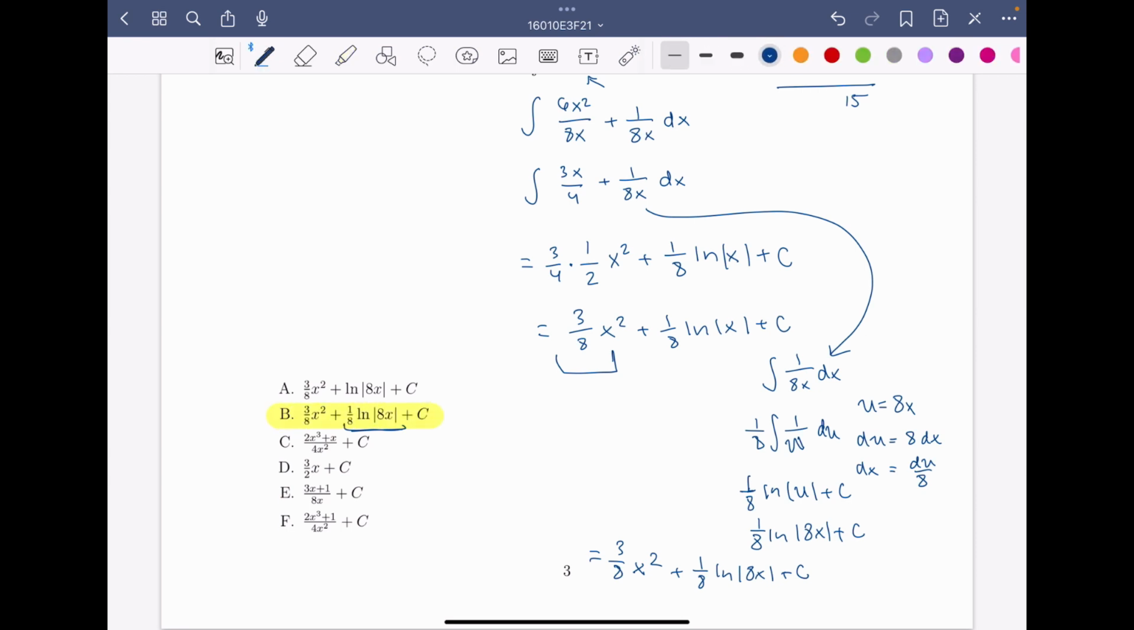Again, I don't really see why they did the problem like this or wrote the answers like this. Normally you could just take out this 1/8 right here before integrating to make it easier to take out the coefficient.